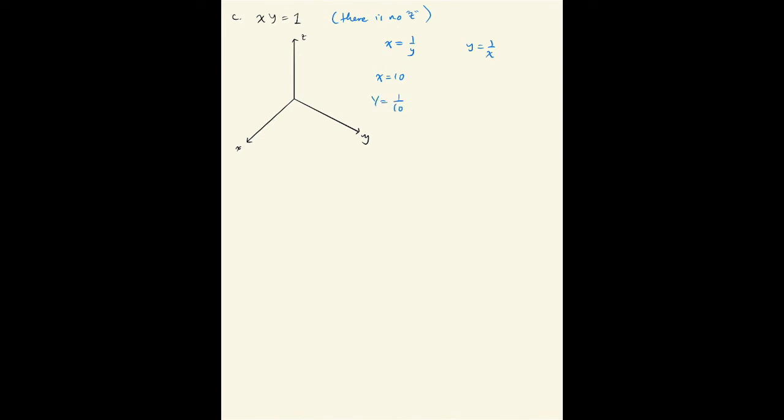If you try to plug in some numbers for x and y, you will get a curve like this, right? The largest x, the smallest y; the largest y, the smallest x, right? This is for the positive values, but if x is negative, y also can be negative, right? So it should be negative, negative. So that will be on the other side here. So this is negative y, this is negative x.